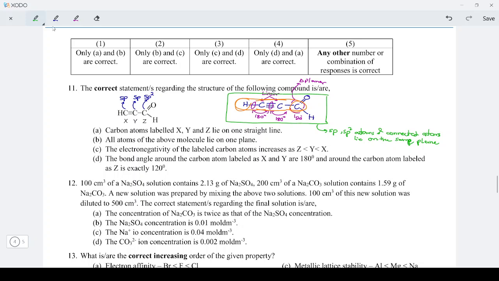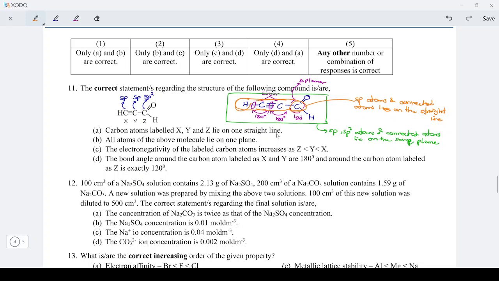Then you can see about the same straight line thing. We can say sp atoms and they are connected atoms lie on the same plane, same straight line. Okay, I hope you understand about the same line and same plane concept.